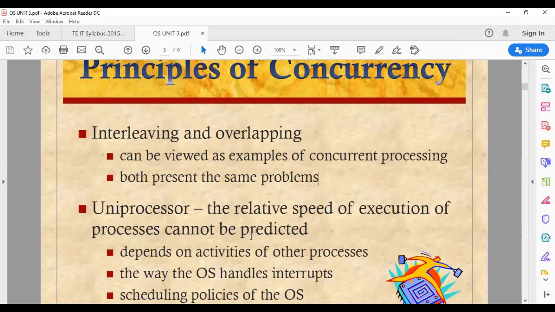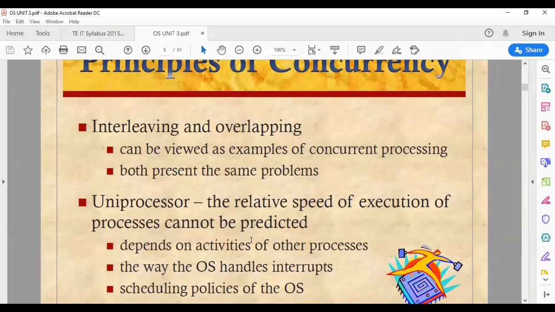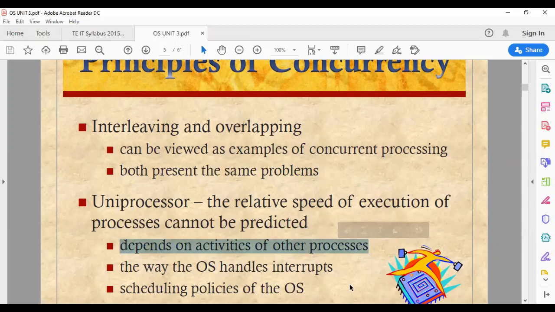We cannot specify the speed of execution of that process, because that process may require IO waiting or IO operation, or it may go for some other resource. So we cannot predict how much time is required for that process for execution. It depends on the activities of other processes. In a uniprocessor, suppose P1 requires the resource R1 and it is currently executing. After some time, it requires the resource R2, which is held by P2. So it will continuously wait to get R2 from P2. So it depends on the activity of other processes.